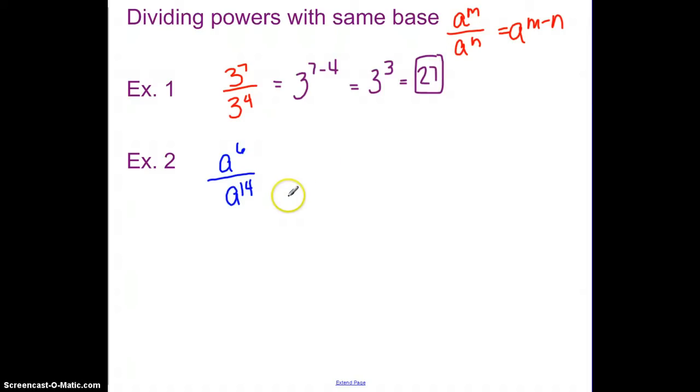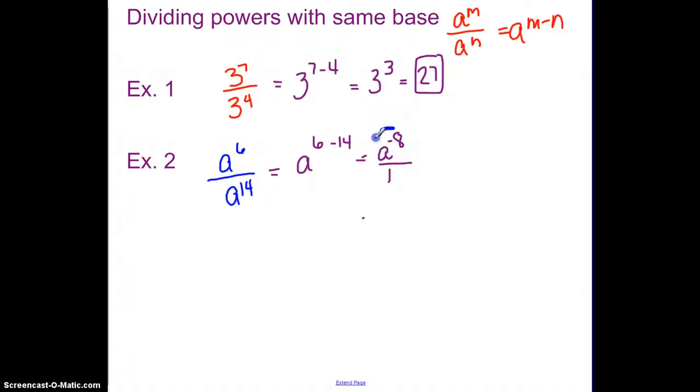Now the same kind of thing is true whether it's numbers like we have here or letters like we have here. In this one, they both have matching bases of a, and we're going to have to subtract the exponents. So 6 minus 14 is going to be negative 8. But remember, just like the problems we did in the last couple sections, if you have a negative exponent, you can't leave it that way. So that means we're going to put it over 1.